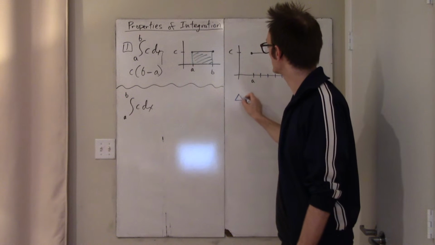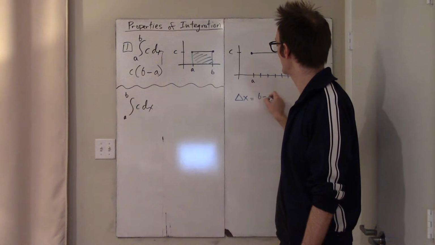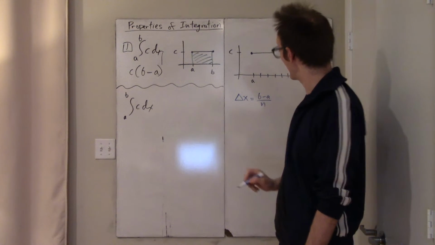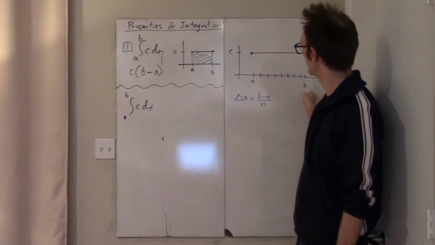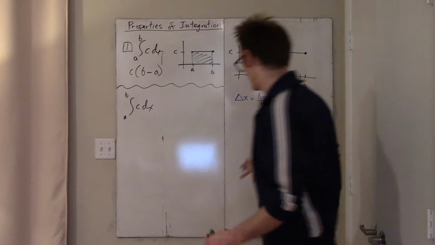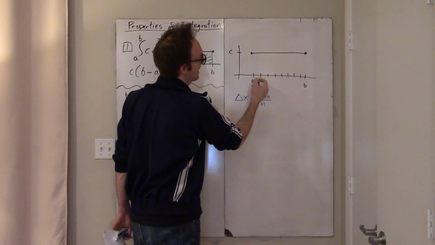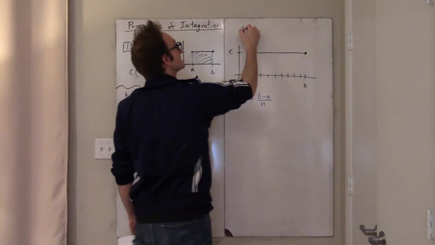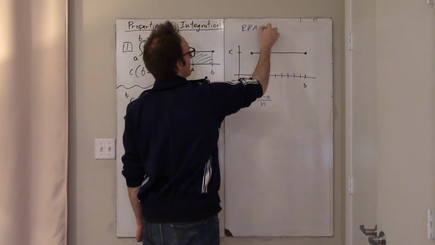So if I use equal width subintervals, then delta x is b minus a over n. So take the total width, b minus a, and divide by the number of subintervals. That's the width of each subinterval. And so, okay, that's a. Oh, I'm going to use RM because, why not? That seems like the best method.